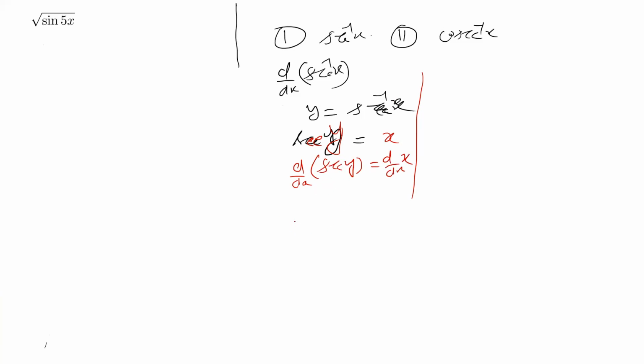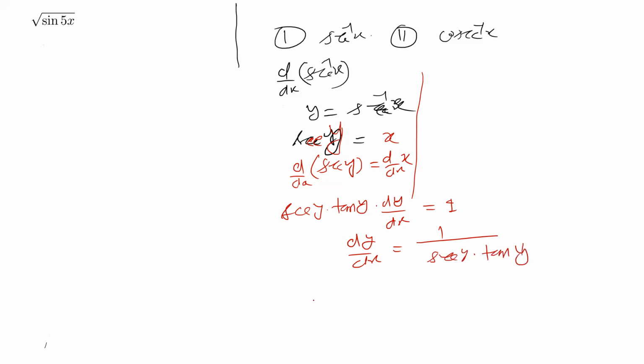Then what is the derivative of sec y? Sec y into tan y into the derivative of x, dx by dx, equal to 1. Then dy by dx equal to 1 by sec y into tan y. But we want to find out the value of sec y tan y in terms of x. So how do we find it out?